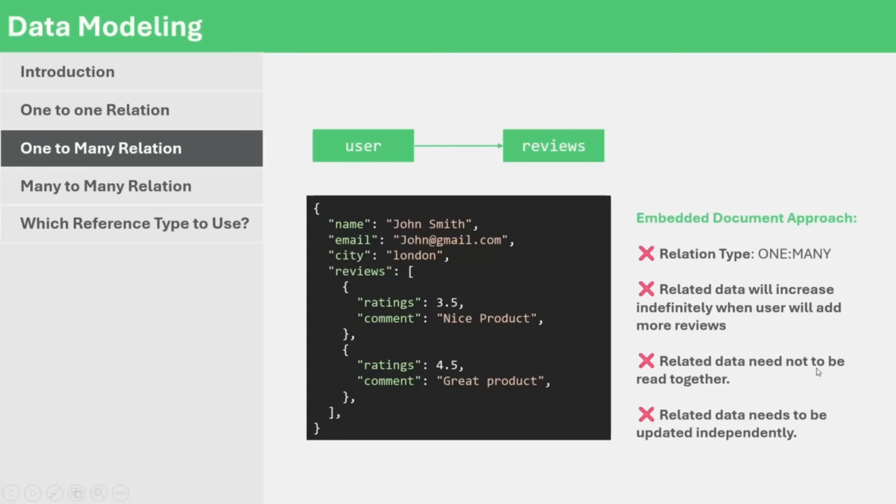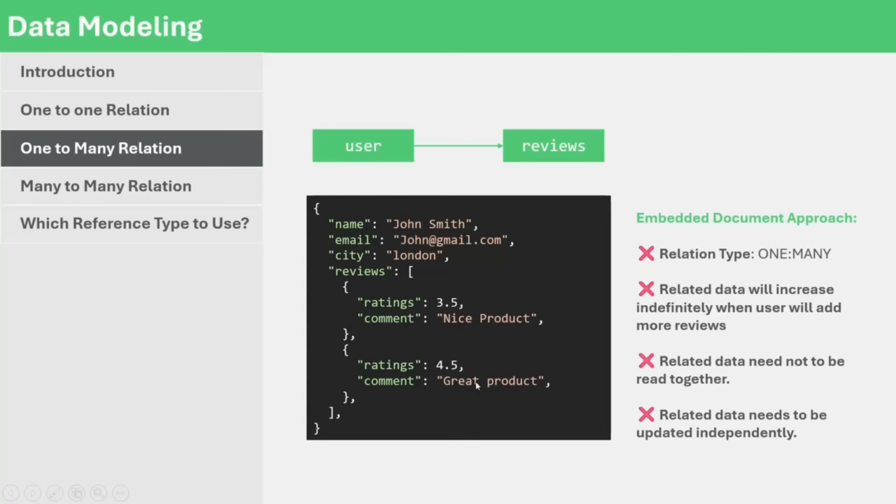Then the related data need not be read together. When we are going to read the details of the user, we might not be interested in fetching all the reviews which the user has made. So for example, if I want to show the details of the user in the profile page, there I will only show the details related to the user, like the user first name, last name, his city, his country, his email, etc. There I might not want to show the reviews which that user has made. So here the related data, in this case this reviews, need not be read when we are fetching the details of the user. And that's why this third criteria also does not support embedded document approach.